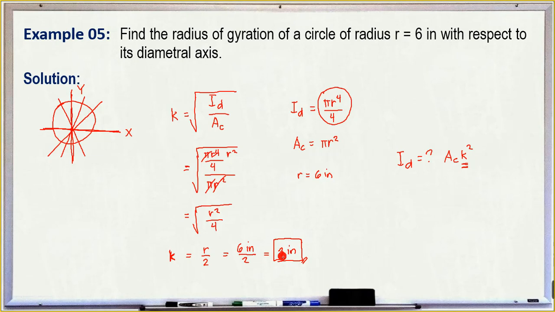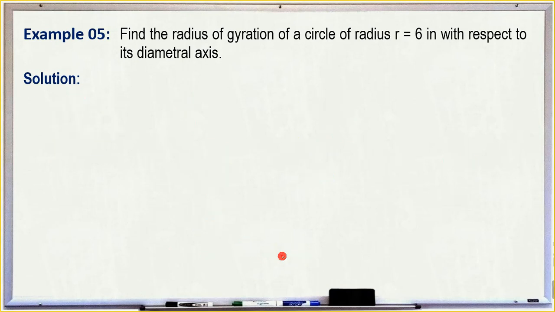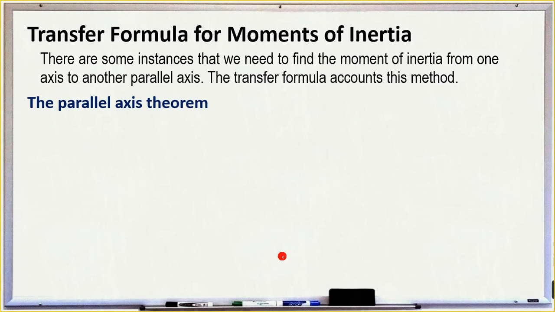Any questions? So we have the transfer formula for moments of inertia. It arises because there are some instances where we need to find the moment of inertia from one axis to another parallel axis. So the transfer formula accounts for this method. What is its significance? Why do we need to include and study this one?